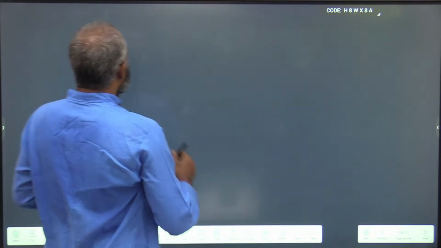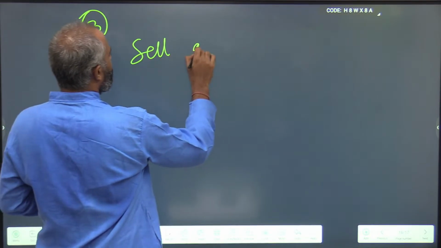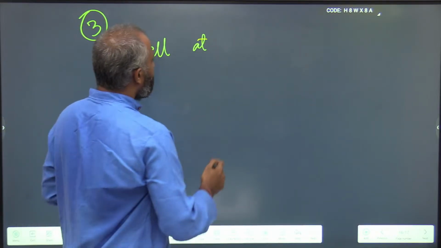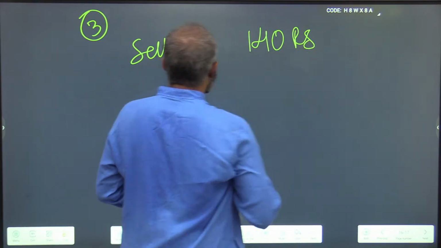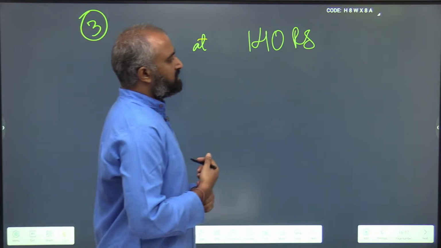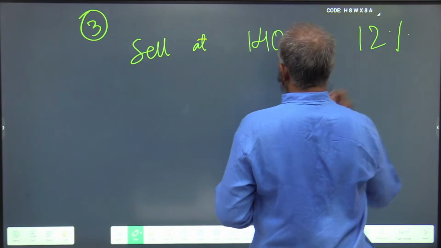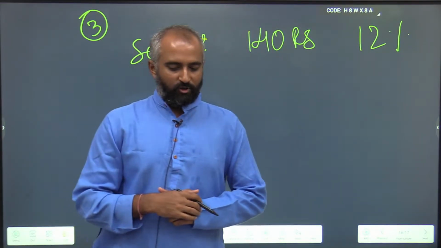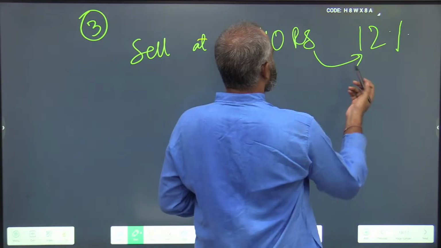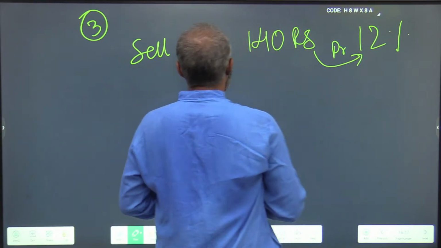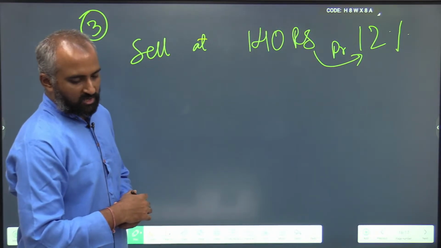Okay. So this is problem 3. Selling an article at 140 rupees results in a profit of 12%.